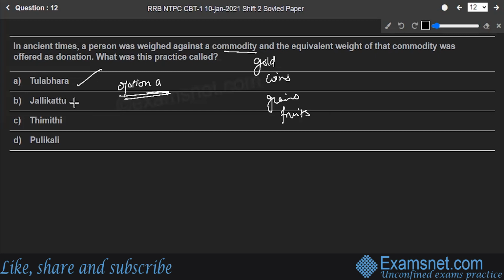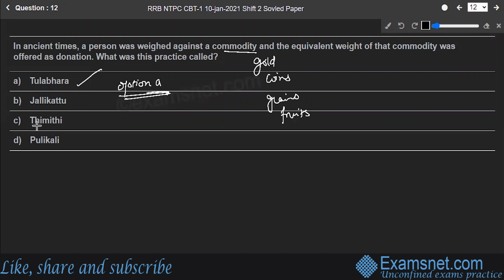Jallikattu is a traditional event in which a bull is released into a crowd of people and multiple human participants attempt to grab the large hump on the bull's back with both arms and hang on it for a while. The bull attempts to escape.